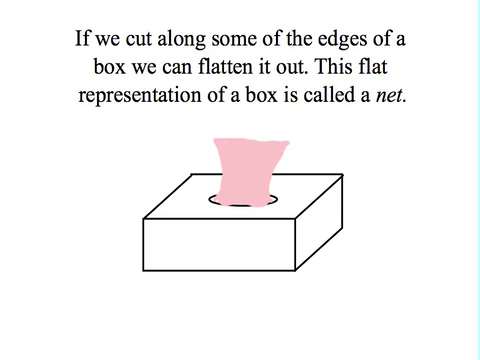If we cut along some of the edges of a box, we can flatten it out. This flat representation of a box is called a net. So the first thing we're going to do is remove the Kleenex, but show the hole in the box for orientation purposes, because that'll help us mark where the top of the box is.